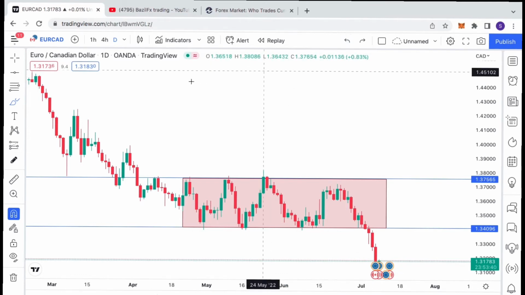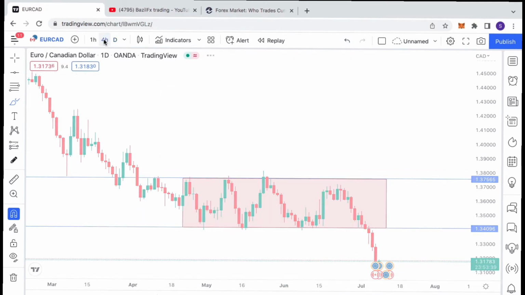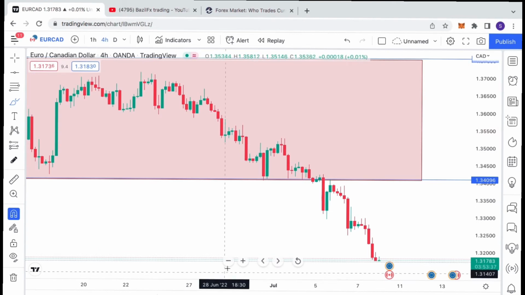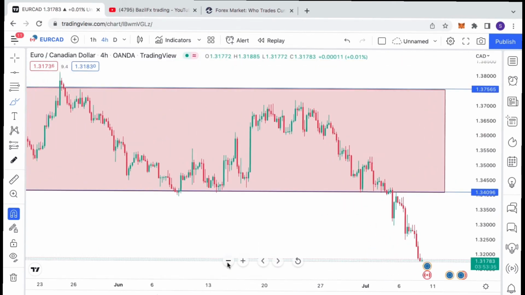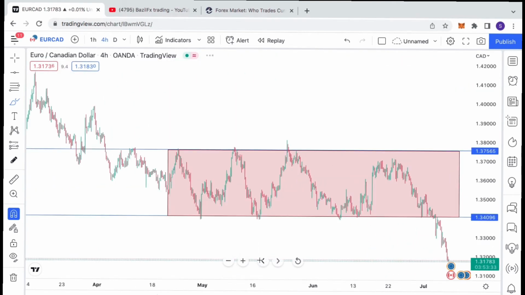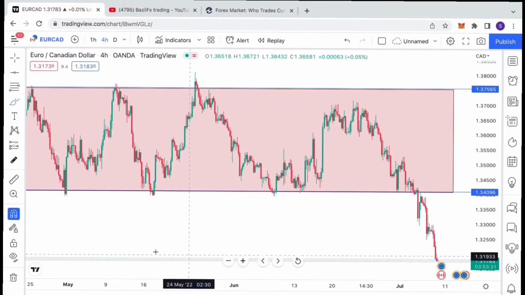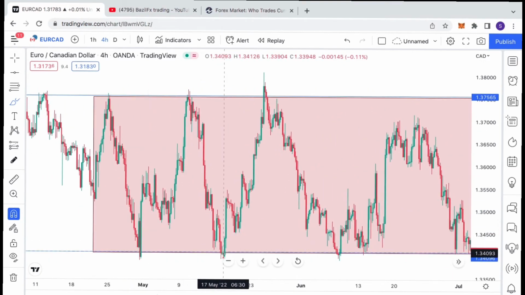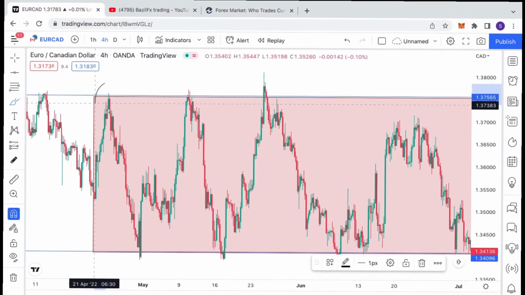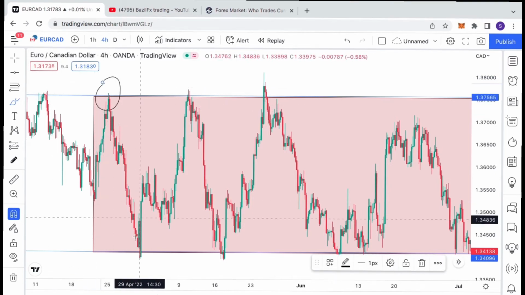So let's switch to the 4 hour time frame. This is the 4 hour time frame, guys, as you can see. So you see what we have? This is a trend. You see we have an uptrend, a downtrend. You see what we have, guys? This is what we call demand and supply. So here we would execute a sell trade, and then here we would execute a buy trade.